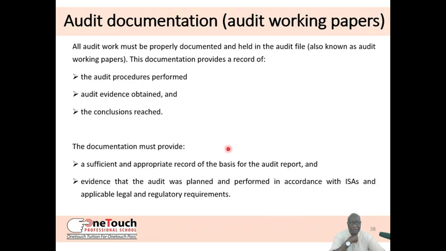So we have audit files: a permanent audit file and a current audit file. The documentation provides a record of what? The audit procedures performed. So the steps you have taken need to be documented. Audit evidence obtained: all the evidence you have obtained should also be documented. Then the conclusion reached. What is your conclusion on that evidence?